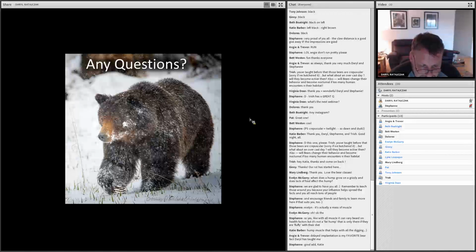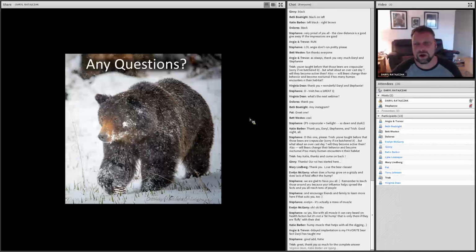Okay, Evelyn says, when does a hump grow on a grizzly, and does lack of food affect the hump? And Stephanie did mention it. It's actually a massive muscle. It's crazy how strong these animals are. And I actually read something not too long ago that tried to compute how much stronger they are than humans based on the muscle attachments, how many fast firing and slow firing muscles. And I don't recall the precision of it, but they are crazy strong. And that hump is just part of their muscle mass.